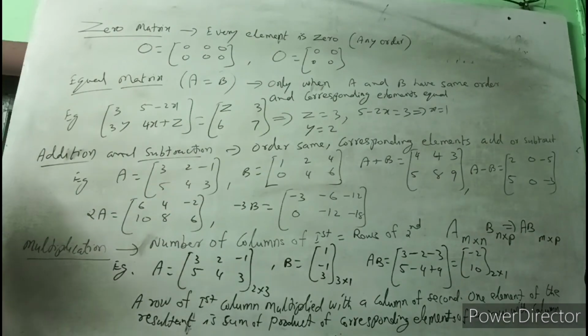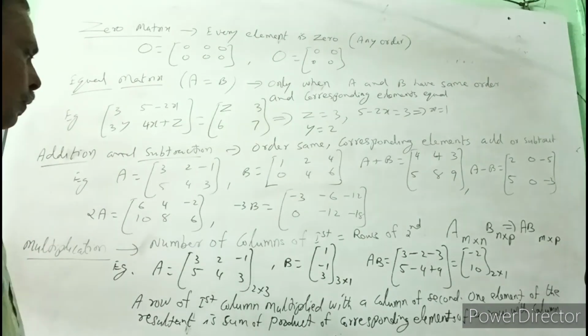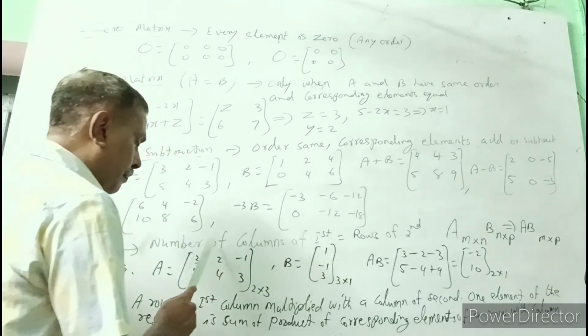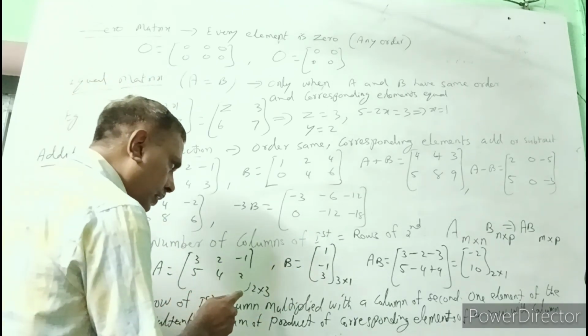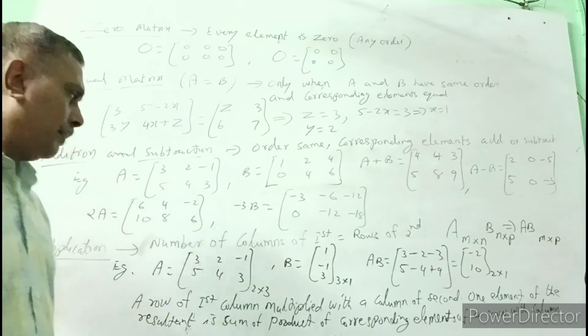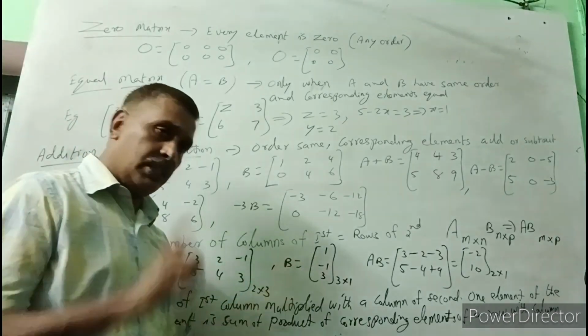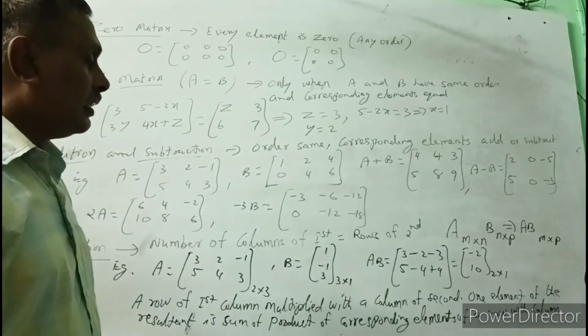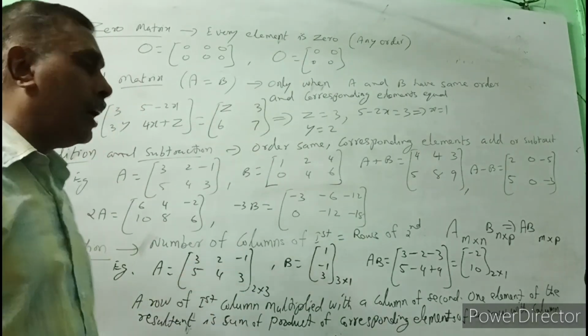But multiplication is the most important thing. Multiplication of matrices is possible only when the number of columns, not the number of elements, of the first matrix is equal to the number of rows of the second. Then only you can multiply.